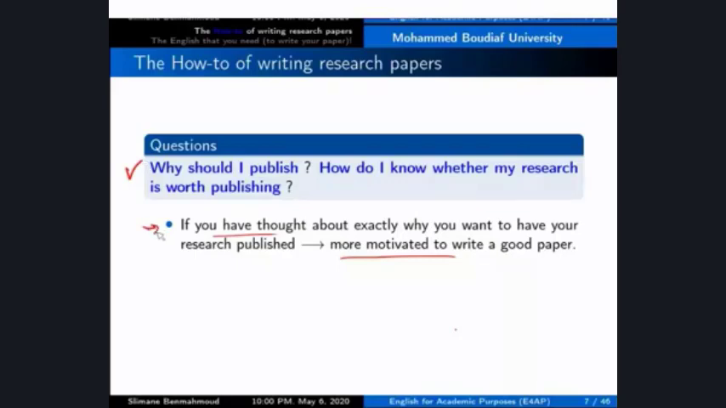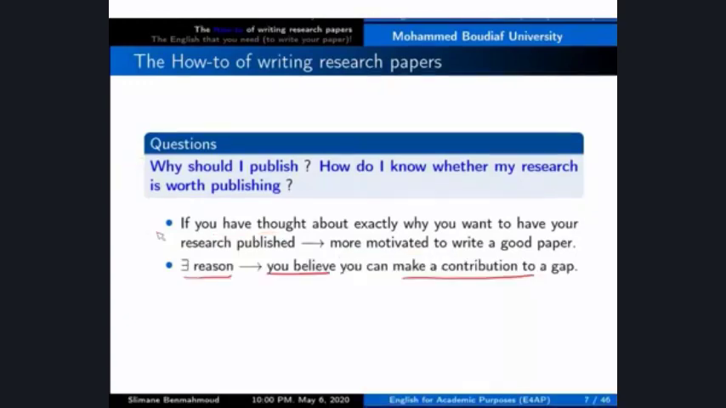If you have thought about exactly why you want to have your research published, you will be more motivated to write a good paper. This means that you will have more motivation to write a good paper if you have already thought exactly why you want to have your research published, your purpose of publishing your paper. One of your reasons may be your belief that you can fill a given gap in your field by your contribution.